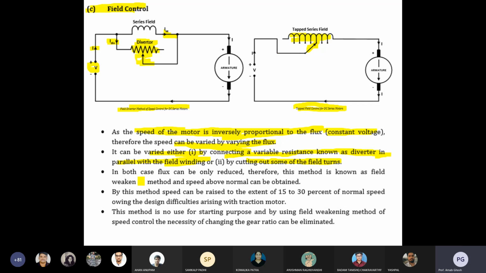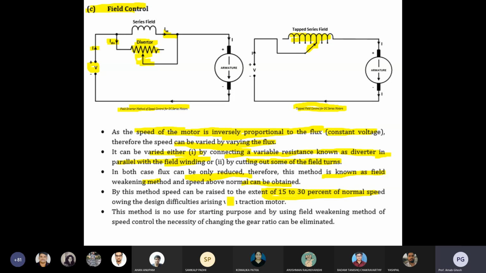In both cases flux can be reduced, but that reduction should be within the range of the critical zone. It should not go below the critical zone. There is some fixed zone, so you can control up to that limit and cannot go beyond it. Therefore this method is known as the field weakening method, and speeds above normal can be obtained. You can extend up to 13 to 15% above the normal speed by this method.